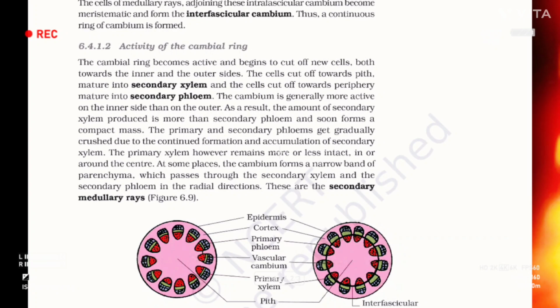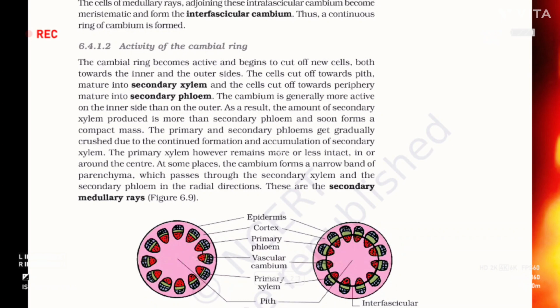6.4.1.2 Activity of cambial ring. The cambial ring becomes active and begins to cut off new cells, both toward the inner and outer side. The cells cut off toward the pith mature into secondary xylem, and the cells cut off toward the periphery mature into secondary phloem. The cambium is generally more active on the inner side than on the outer side. As a result, the amount of secondary xylem produced is more than secondary phloem and soon forms a compact mass.